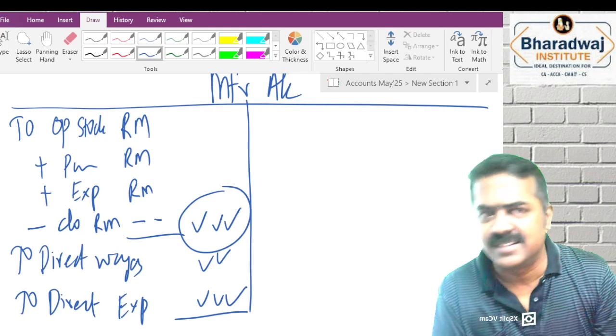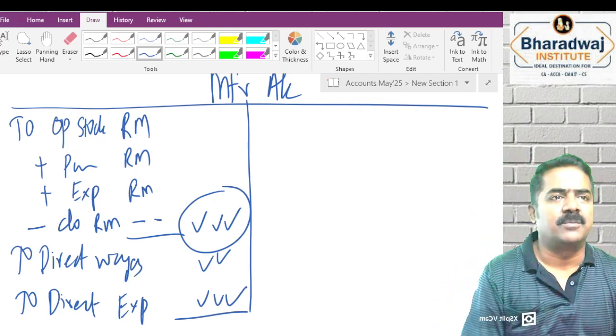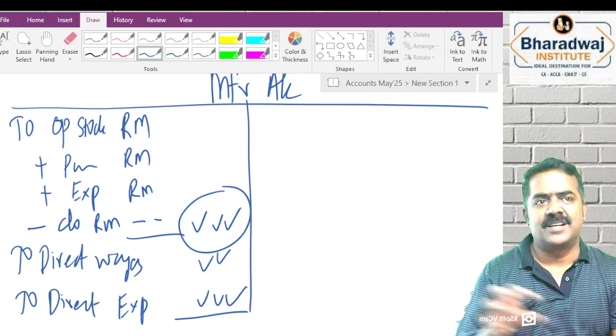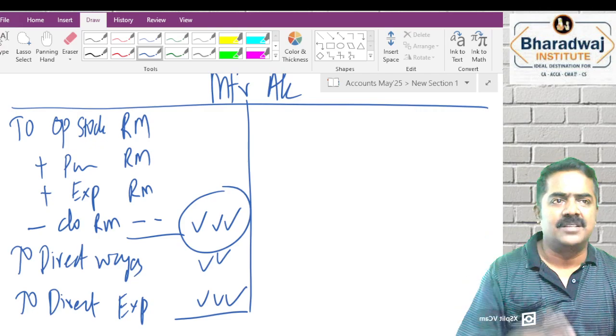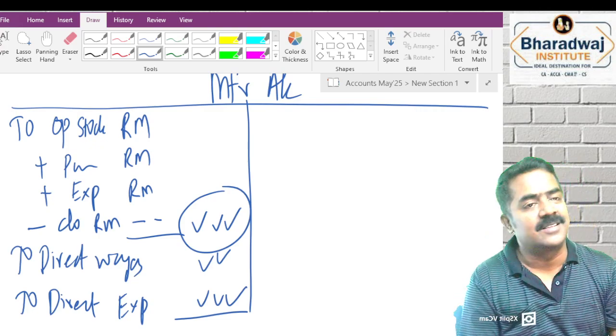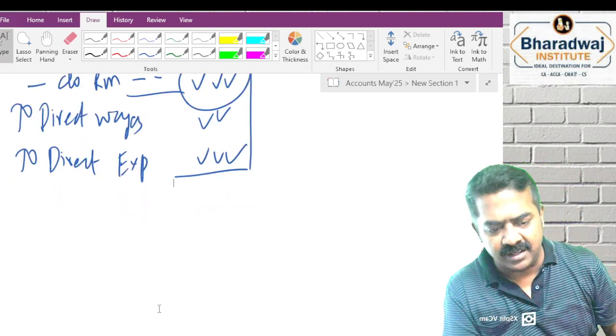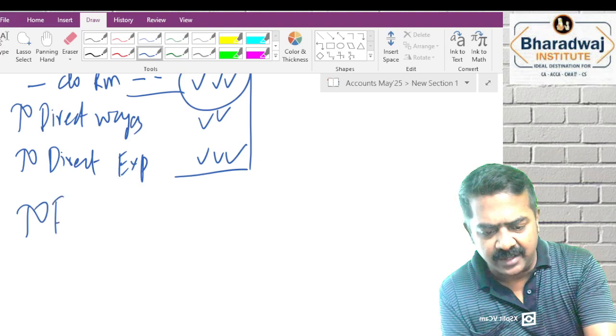Wages. What do you mean by wages? Wages paid to the workers who are making the ornaments. Then what do you mean by direct expenses? The design charges, molding charges, pattern charges. All those things will be there. That is called direct expenses. Apart from that, in the factory, you will find factory expenses.